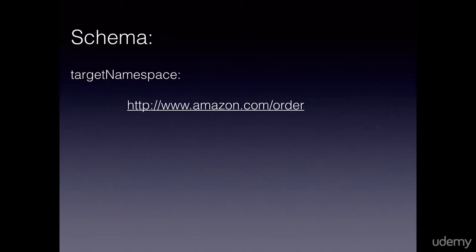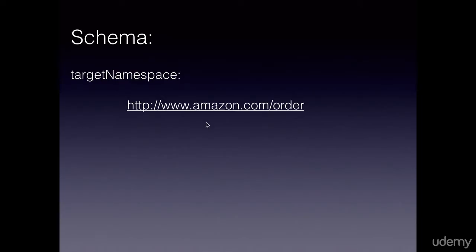The first step would be, when we define a schema, we will assign a target namespace for all the elements in Amazon's order by using the target namespace attribute from the XML schema specification. And we will use a unique URL from Amazon. It is always a good practice to use a URL of the company for a namespace, because it is unique across the world and across the internet.